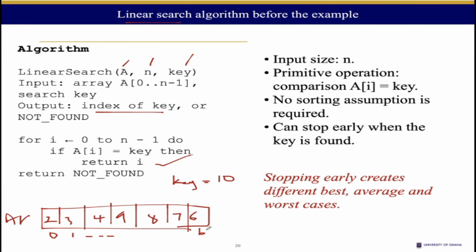And then the number of elements is how many? What's my n? 7. Okay, 7. So now I have my input and I have my key. I now check at location i. I'm looking for my key. My key is 10. So i is 0, and A[0] is 2, right? Is 2 equal to my key? Is 2 equal to 10? No, sir.